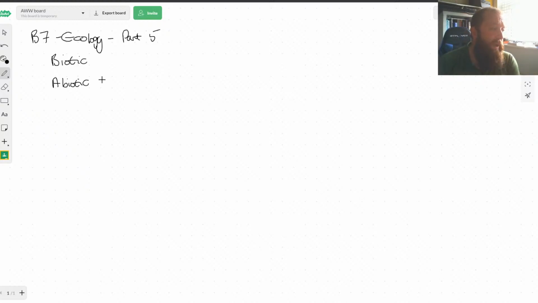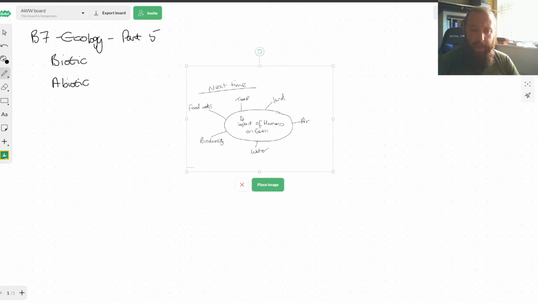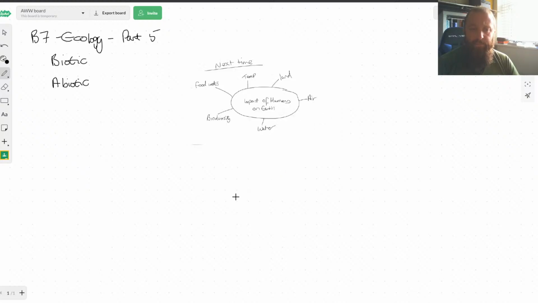Now, let me just copy in something from last lesson, because these were some of the factors that, for those of you that watched on Friday, I said to you were things to think about. We said next time we're going to be looking at the impact of humans. And we said that these are the different areas that we want to think about.